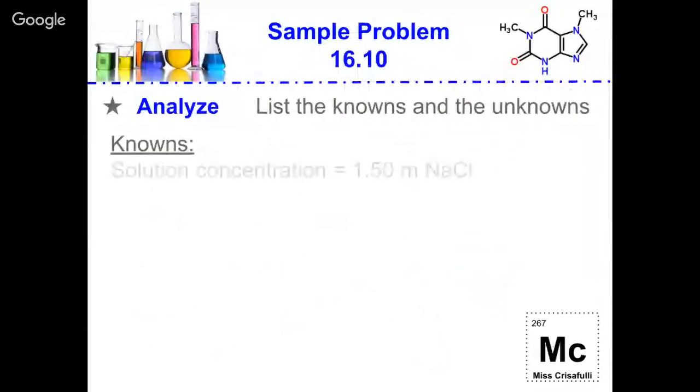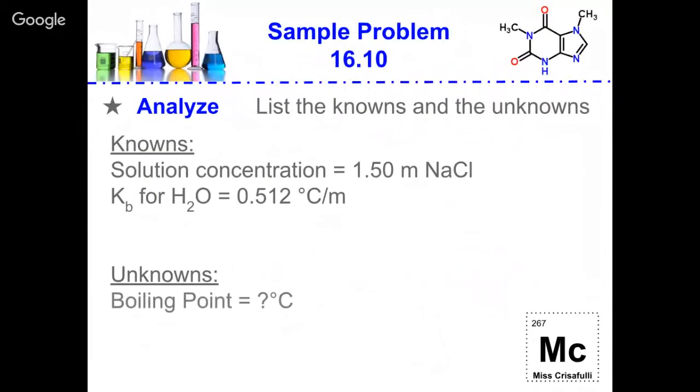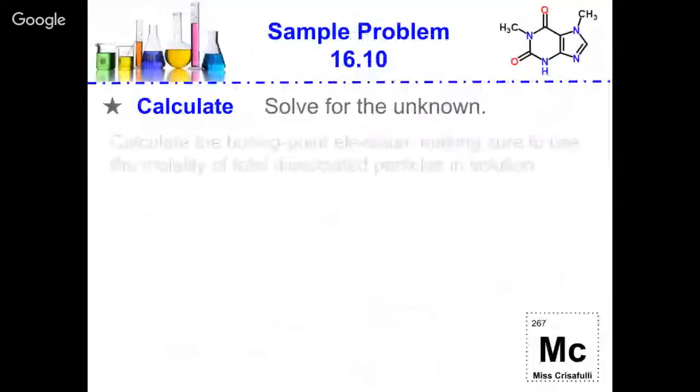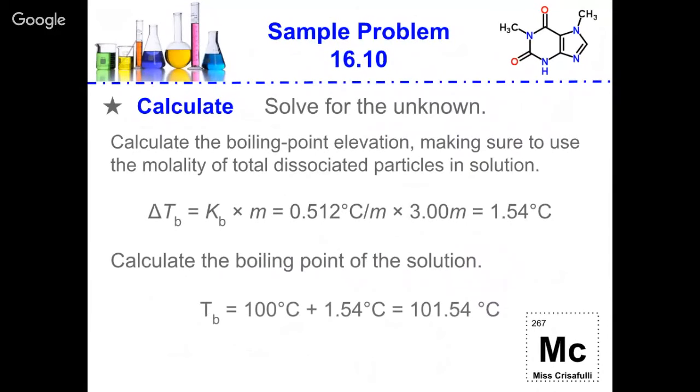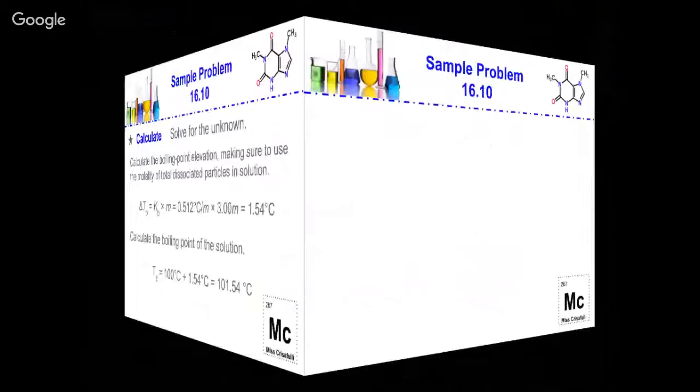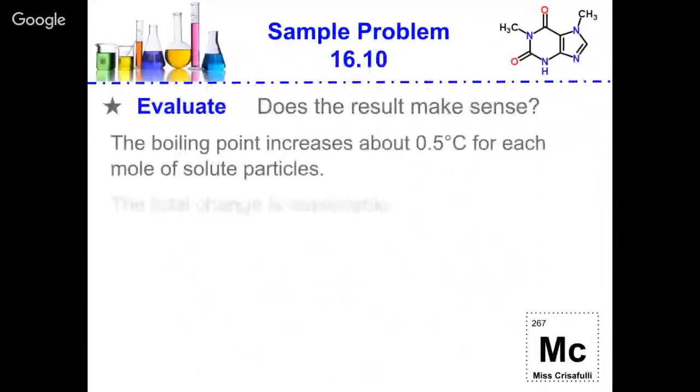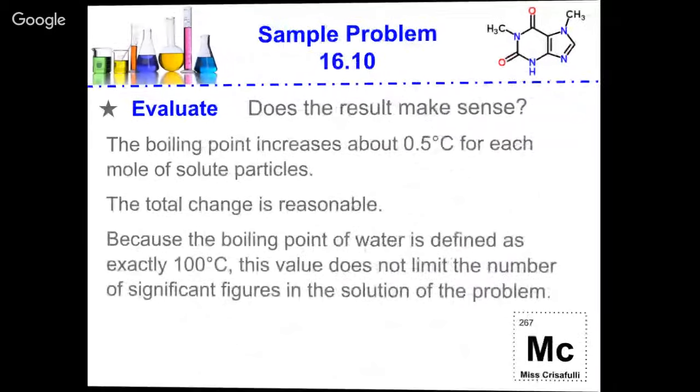So here we go. Knowns, as always, and our unknowns. And then let's plug everything in. So we're going to plug everything into our formula. We get 1.54. And then remember, we're calculating the boiling point. So we have to add that change in temperature to 100 to get our final boiling point of 101.54 degrees Celsius. And that is the end to your Chapter 16, Section 4 video notes.